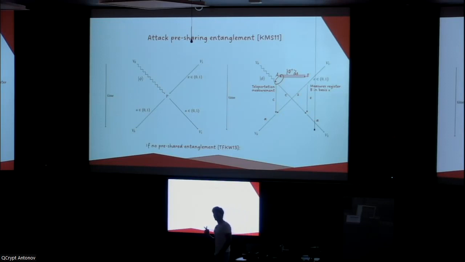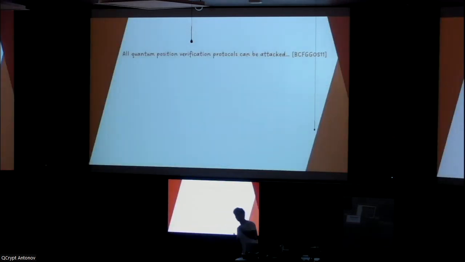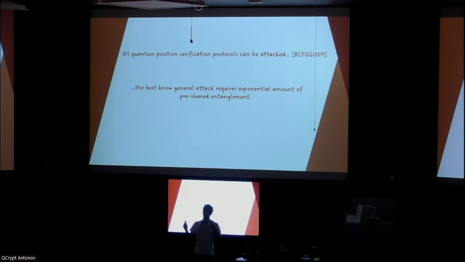But what if we restrict attackers and they do not pre-share any entanglement? Then they can at most succeed in breaking the protocol with a probability of roughly 0.85. That gives some hope. Let's study security under certain constraints. But I have to say there's a big no-go theorem that says all quantum position verification protocols can be attacked. On the good side, the best known general attack requires an exponential amount of pre-shared entanglement, which in efficiency terms is not practical.